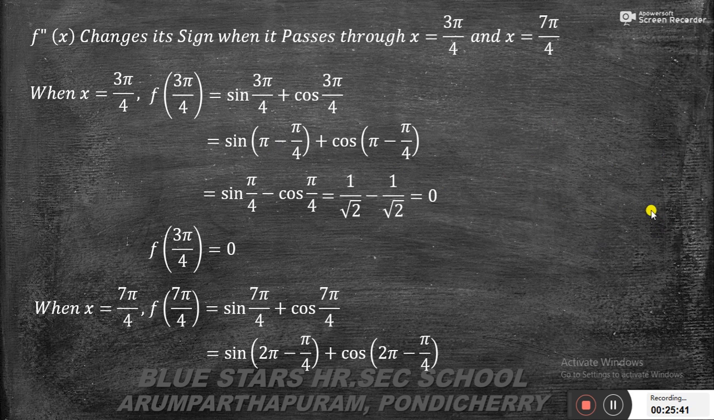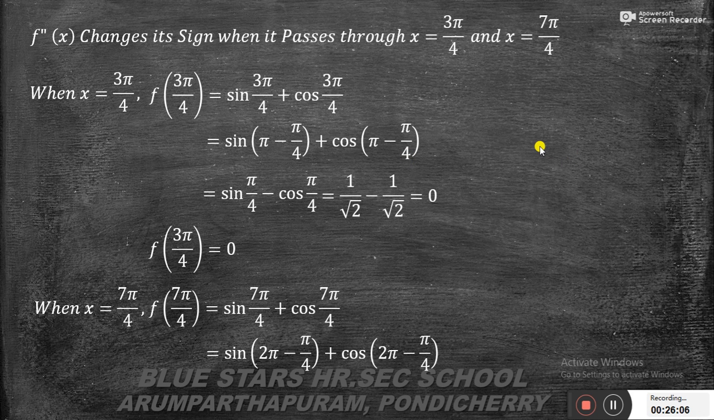So I rotate: the fourth quadrant will come, it is 360. After that I come to the third quadrant, 270. After that I come to the second quadrant, 180. So I stay at 180 degrees, and after that I come to the second quadrant. This pi minus pi by 4 represents the second quadrant.